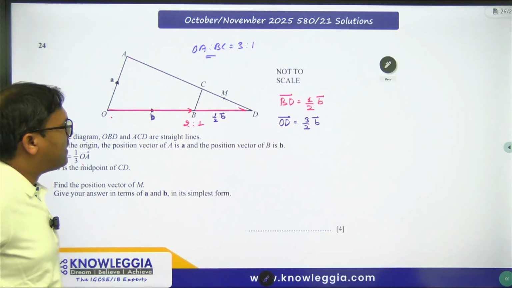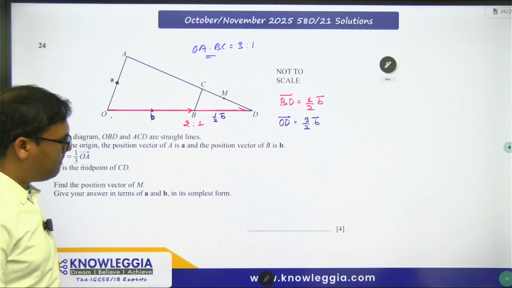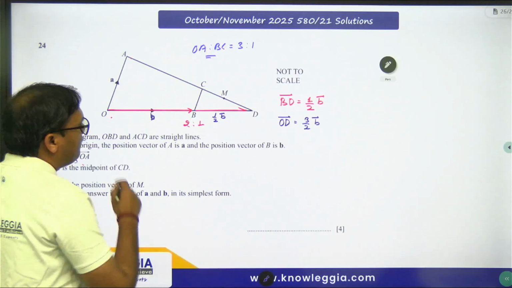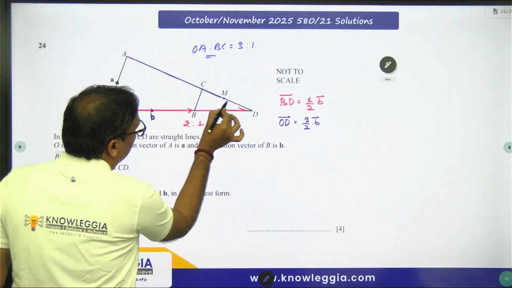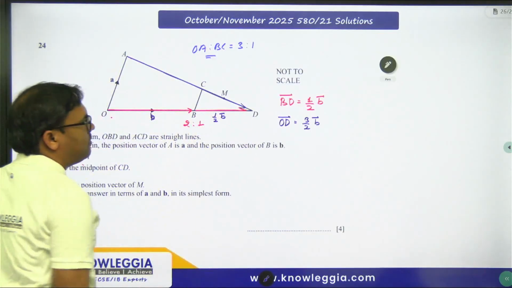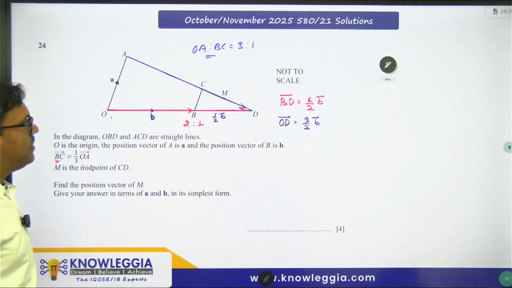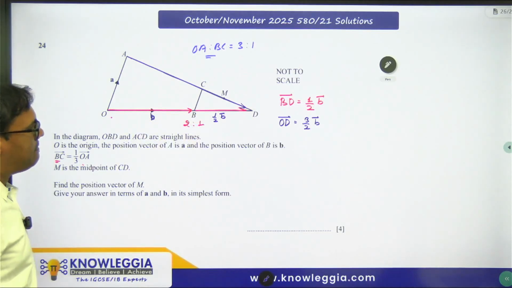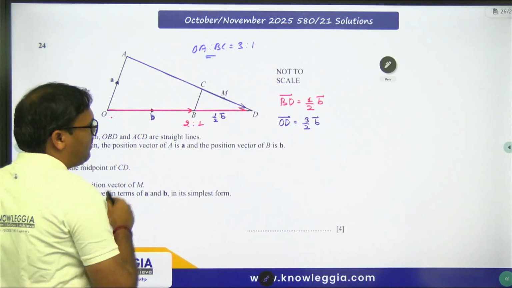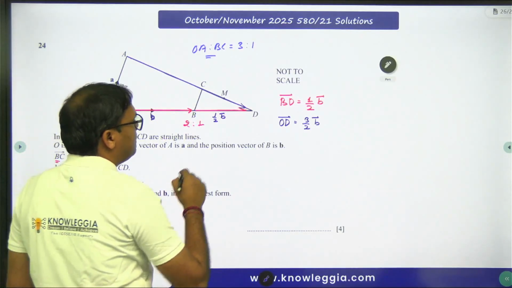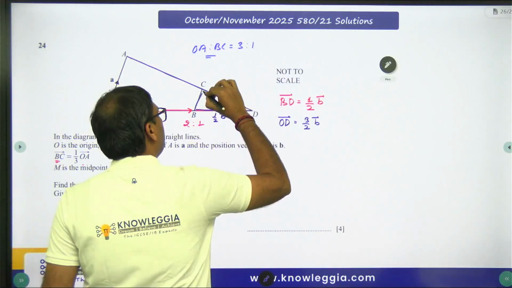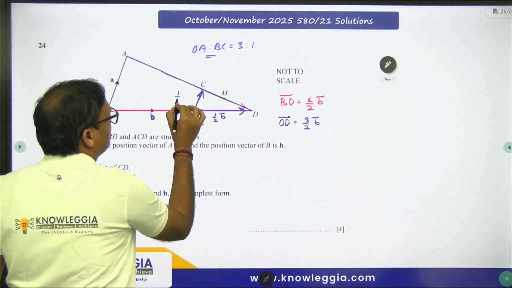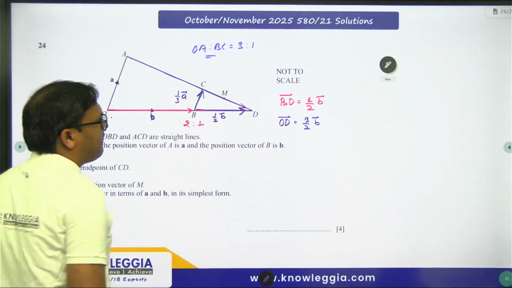Now using the OD vector, I can find what this vector is, right? In fact, this is clear, and this we also know. How can you directly find this? Now see, this vector we know, right? And we also know this vector. What is this? This is 1/3 of A, correct?